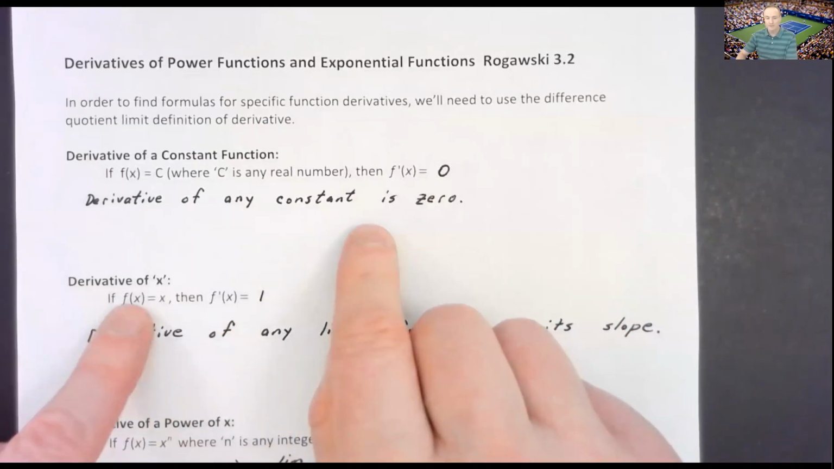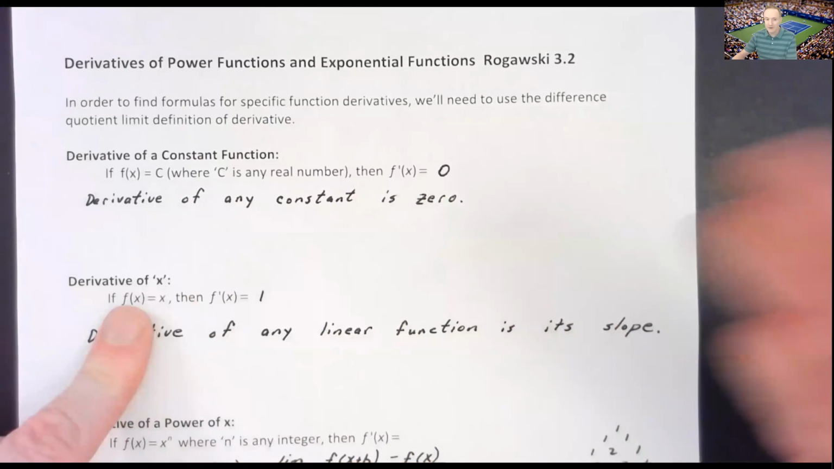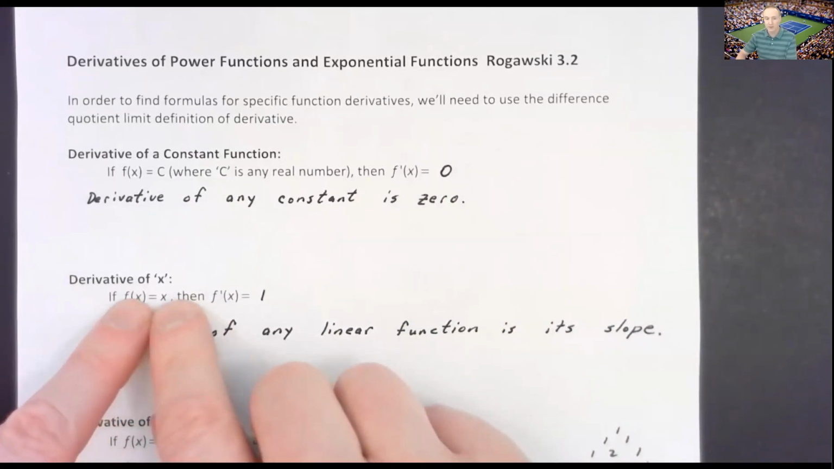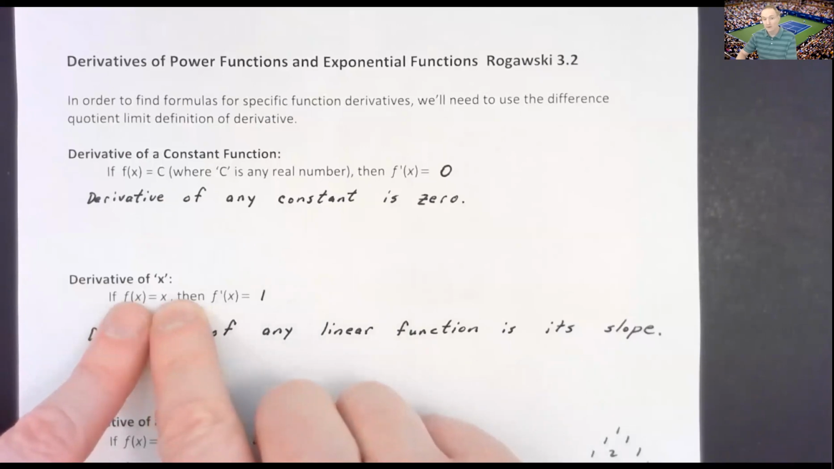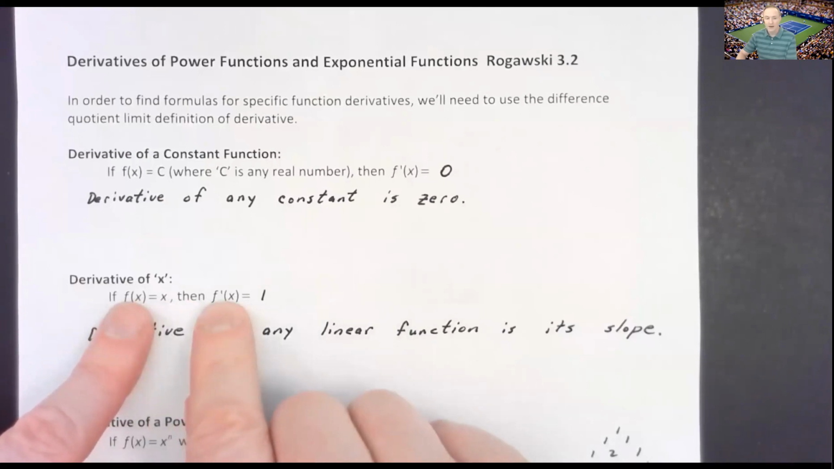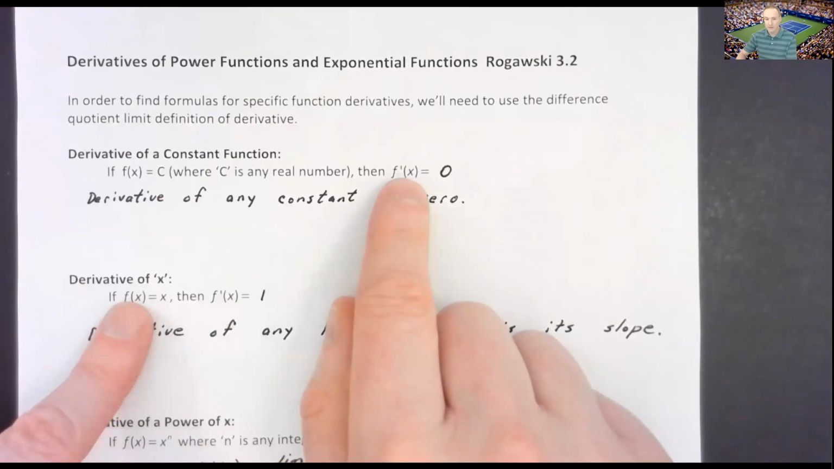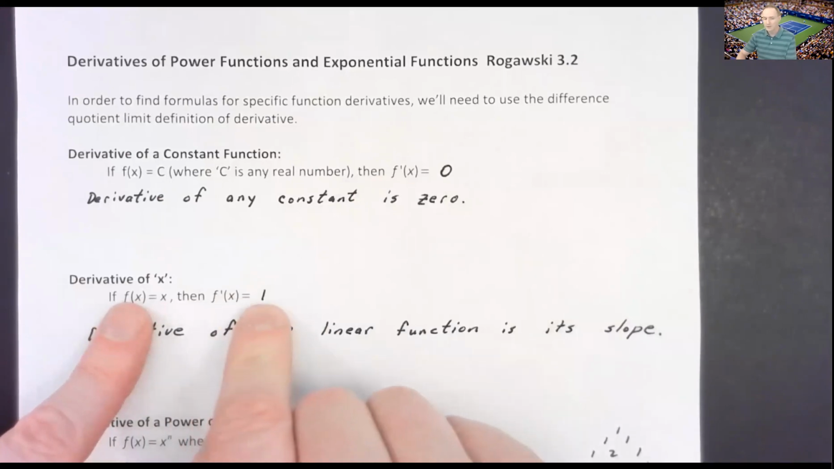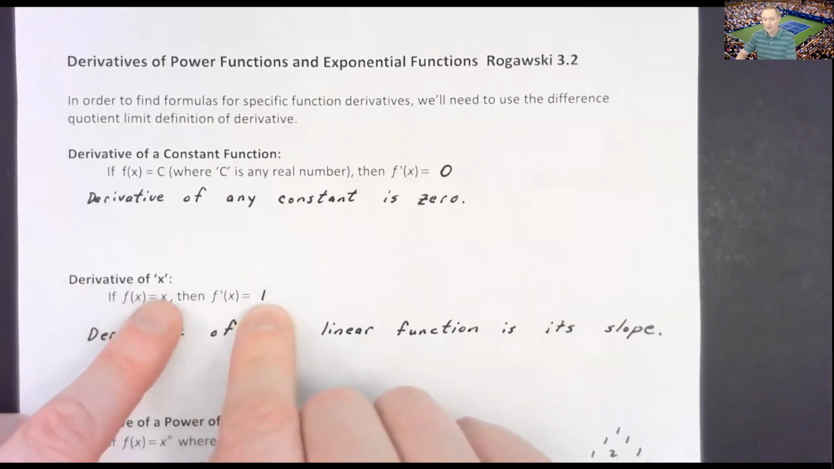Up next, again, keeping with that theme of the derivative being the rate of change, what if I give you a linear function like y equals x? Then you can say its derivative, and notice the derivative notation I'm using here, I'm using f prime of x to denote the derivative. The derivative of x is just 1.